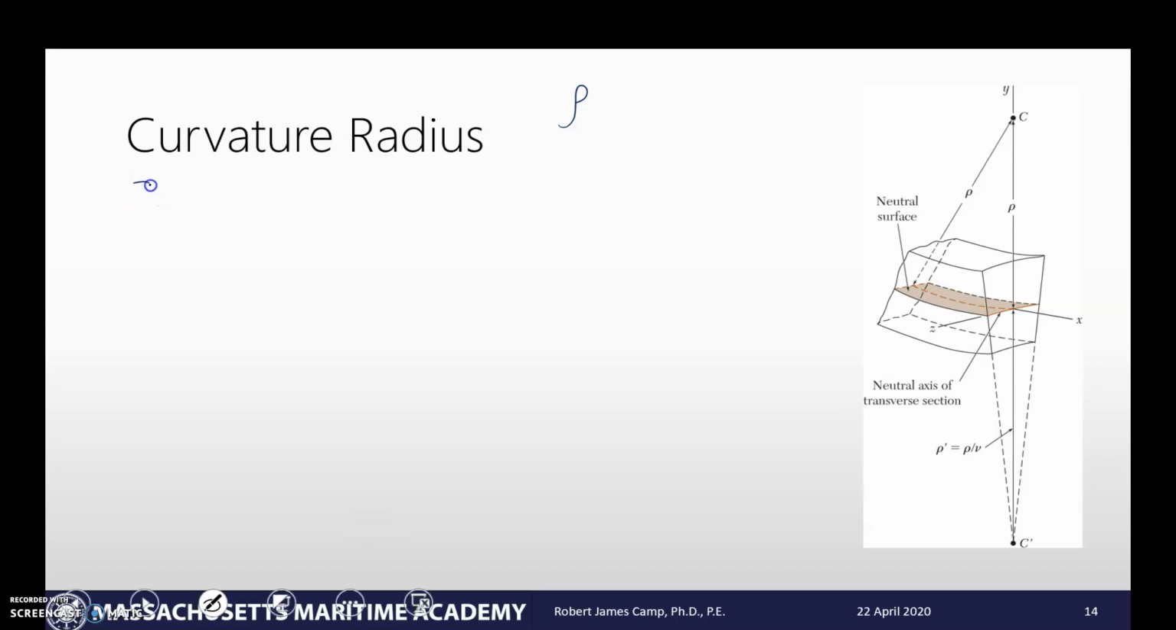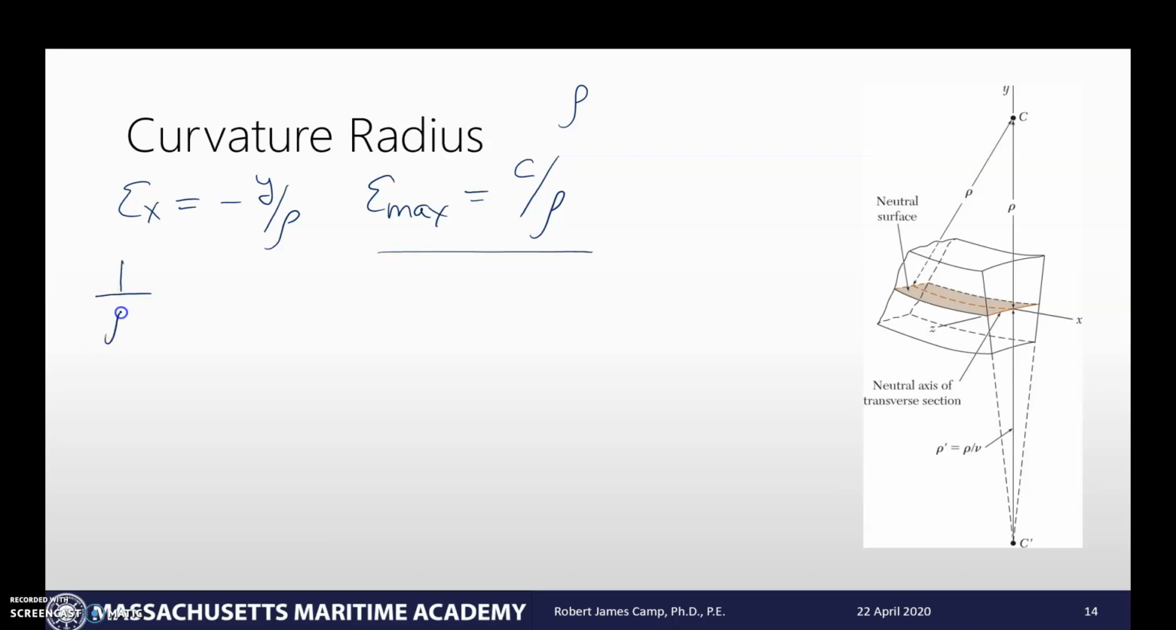So now recall, as we talked about things, the stress in the x direction is negative y over rho, and also that the maximum strain that we can have in beam bending would be c, that distance from the neutral axis to the outside surface, over rho. So if we take these and rearrange them, and specifically I want to rearrange this strain max equation to isolate the radius of curvature, what I'm going to end up with is 1 over the radius of curvature will be the maximum strain divided by c.